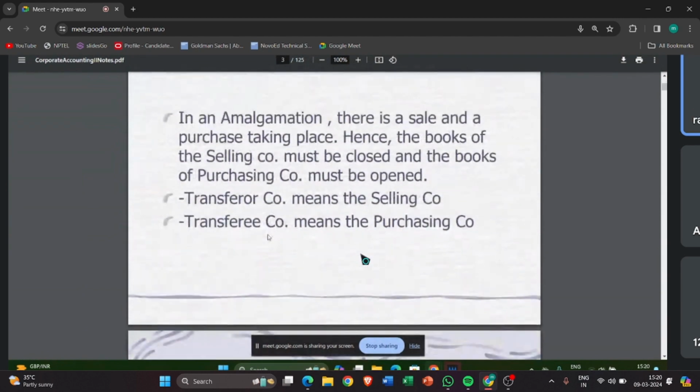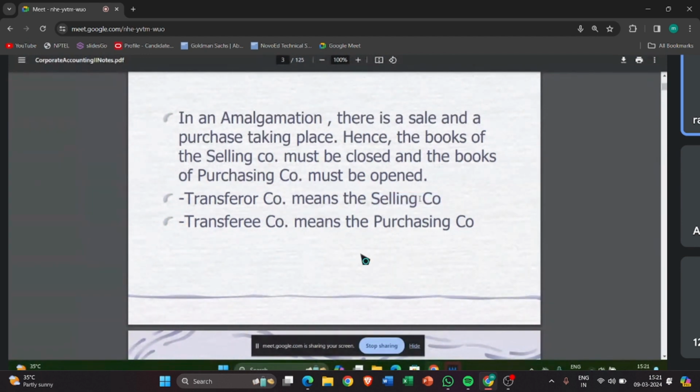Right? So here we have an amalgamation. Whatever the type, you will have two companies: one is the transferor company, the other is the transferee company. Who's a transferor? The company which is selling its business, right? So as I told you, in the merger, there were two companies which were selling, A and B.